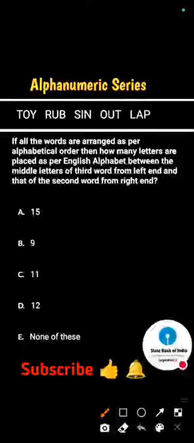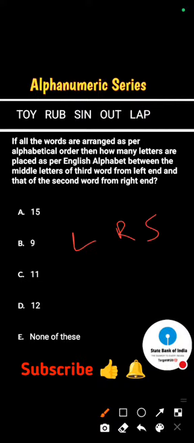If all the words are arranged in alphabetical order, then how many letters are placed? So first we need to place them in alphabetical order: L, R, S, T. This is the sequence, and it asks how many letters are placed as per the English alphabet between the middle letters of the words from the left hand. P is the father-in-law and G is the grandfather.